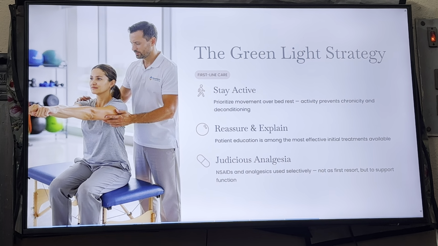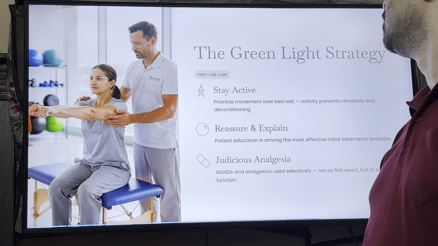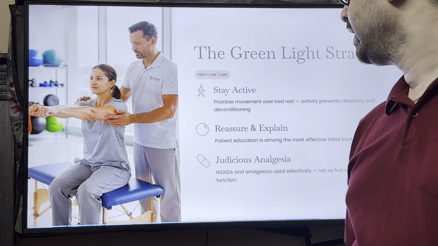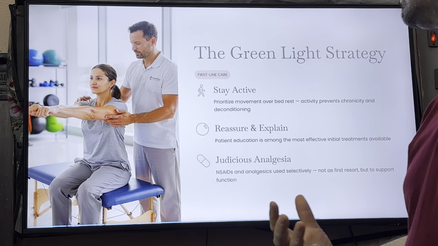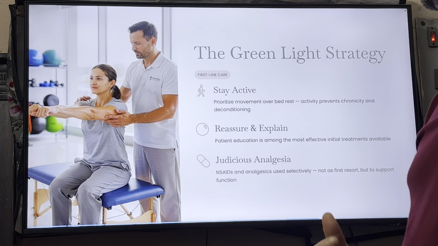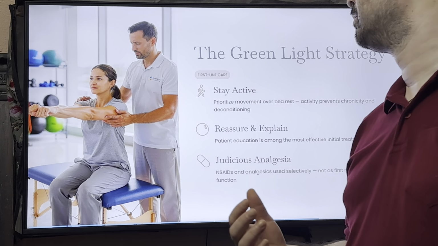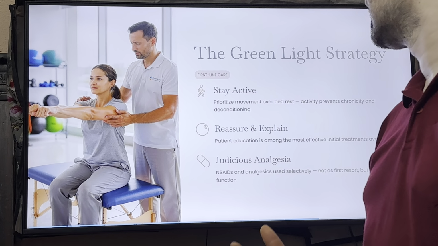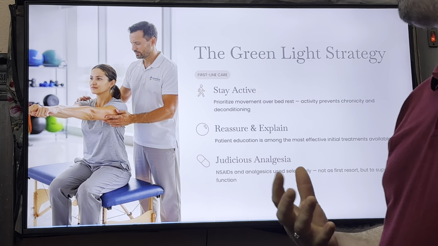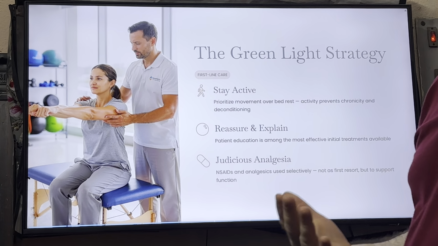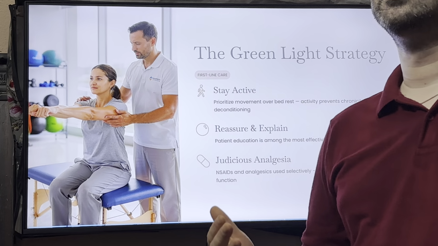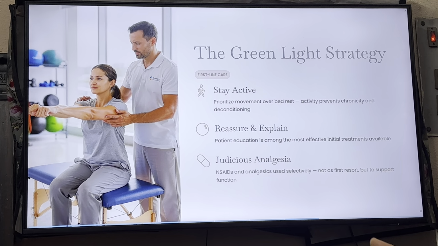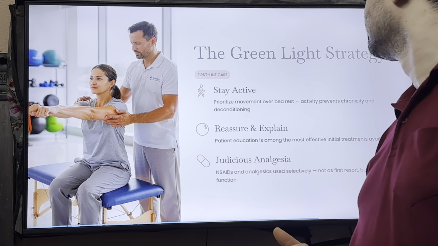The green light strategy: stay active, prioritize movement over bed rest. Movement increases your muscle strength. Movement flexes the joints, so they improve rigidity and also pain. Because if exercise increases the muscle strength, the body weight is mostly taken by the muscles, not by the spinal bones. Activity prevents chronicity and deconditioning.